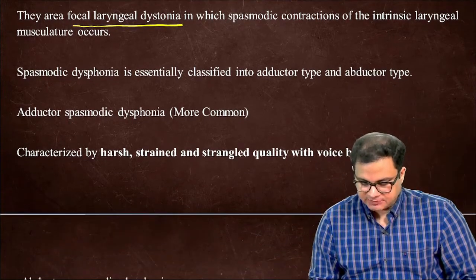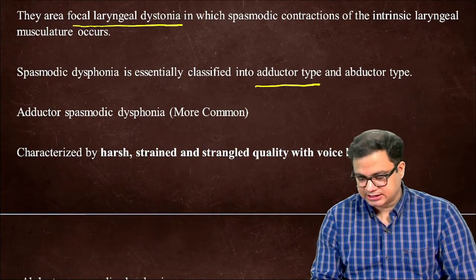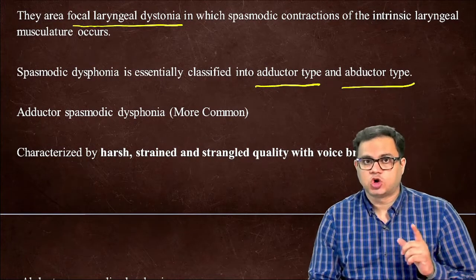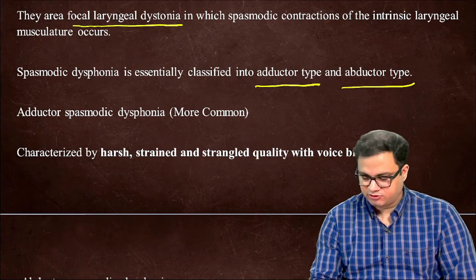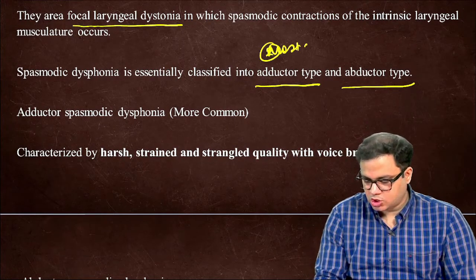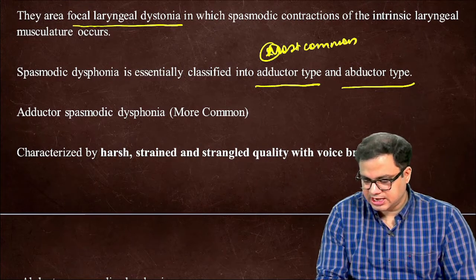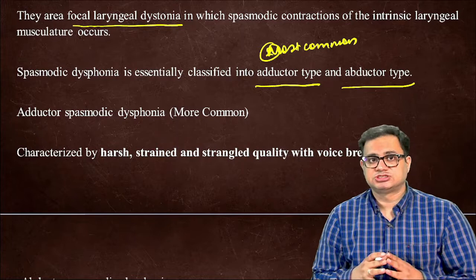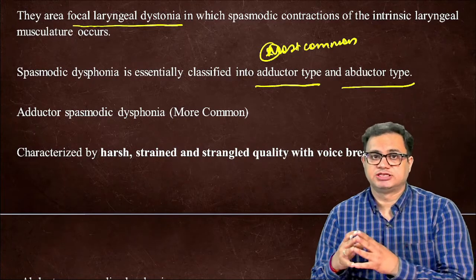So they are basically classified into an adductor type or an abductor type. Remember, the most common is the adductor type of dysphonia. Now what will be the characteristic of adductor spasmodic dysphonia?